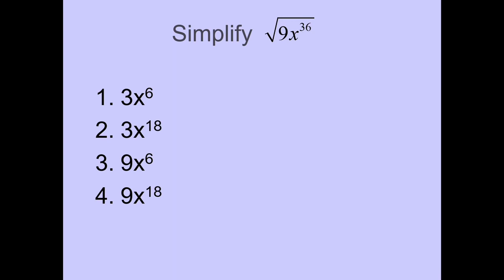About this one, ayan, try to answer this one. Simplify square root of 9x raised to 36. So, hindi natin ito pwedeng galawin. Hindi natin ito gagalawin kasi nga it's already even. Aside from that, 9 is already a perfect square. So, the answer is 3x raised to 18.